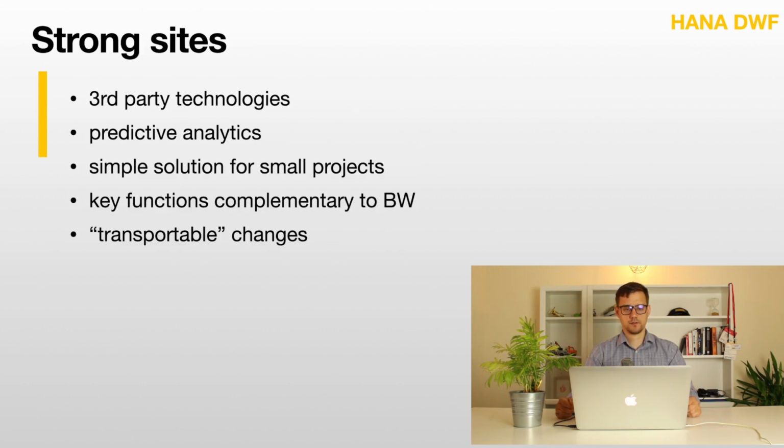Okay, what strong sides do we have here? We have support for third-party technologies, so you don't have to use ABAP, you can use another one. I don't want to spoil what this presentation is about, so we will cover this later. Predictive analytics, which is built into HANA. A simple solution for small projects where you can just eliminate classic BW data processing. Key functions are complementary. For example, you can create something similar to a process chain and something similar to a DSO. And some of you may not know this, so I decided to put it on my list: transportable changes. You can just get one package and transport it to another landscape, like in STMS, for example.